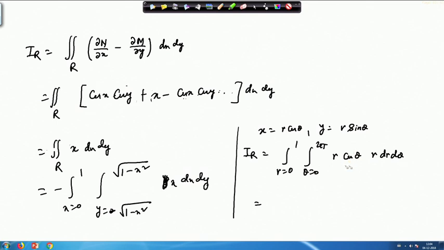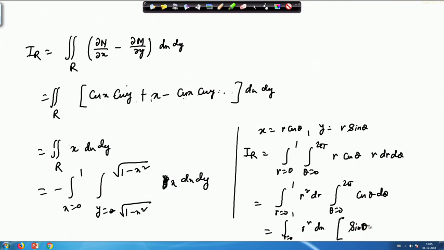Then if we integrate cos theta, this will reduce to r running from 0 to 1 of r square dr, and then we will integrate 0 to 2 pi cos theta d theta. If I integrate cos theta, it will be sin theta, and sin theta at theta equals 2 pi and theta equals 0 is 0. So, ultimately the value of the integral is 0.